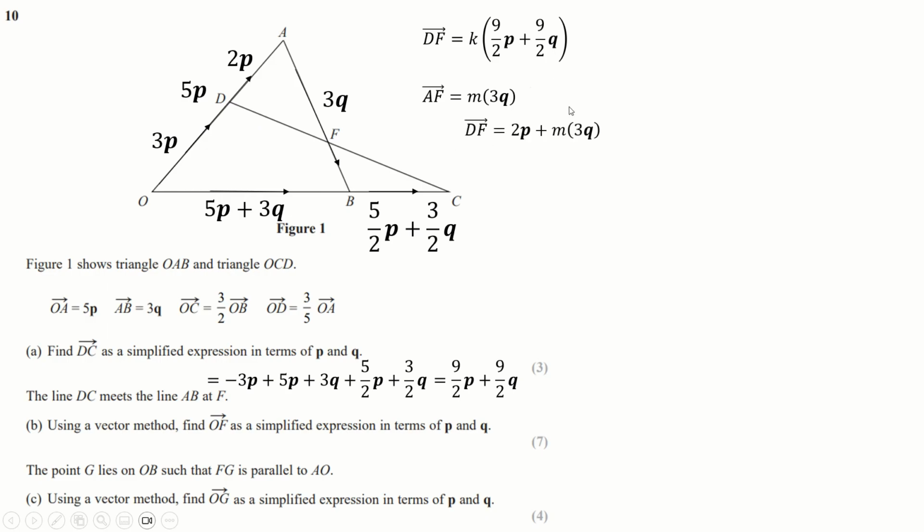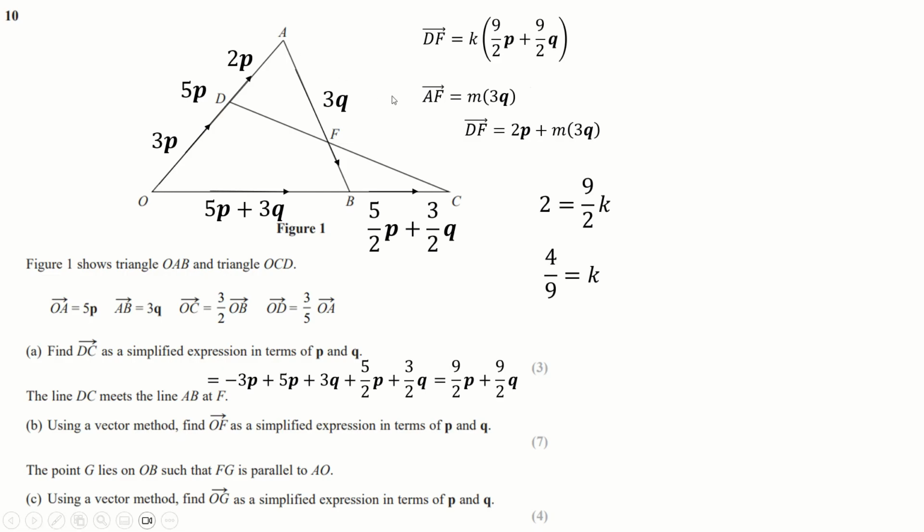But these two things must be the same because they're describing exactly the same vector, D to F. So therefore the p's in them must be the same. So 2 must equal 9/2 k, which easily solves for k as 4/9. And actually, I don't need m yet, but at this point, m we could work out by just saying these q's must be the same as these q's. So 3m must be 9/2 k if k is 4/9. The 9's cancel and you just end up with m is 2/3, I think. Yeah, because then you divide by 3, so it's 2/3.